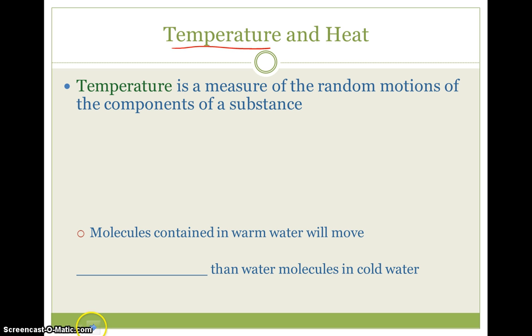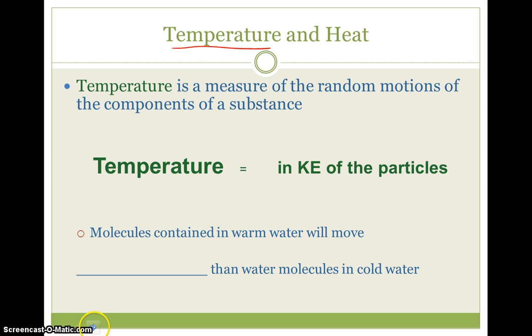And the relationship between temperature and speed of movement is that the higher your temperature is, the faster your particles are moving. So if I'm comparing water that's 20 degrees Celsius to water that's 100 degrees Celsius, the particles in my 100 degrees Celsius water are moving faster than the particles in my 20 degrees Celsius water.